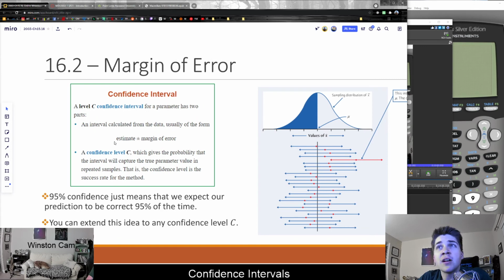And then in general, a confidence level C would be any percentage confidence that we'd want to have. Do we want to make sure we're correct 90% of the time, 95%, 80%? Basically, you could adjust this to any confidence level, and we will talk about how we do that in the next video.